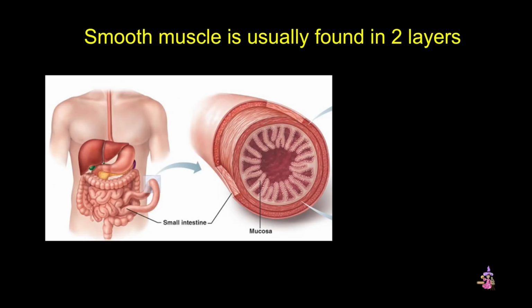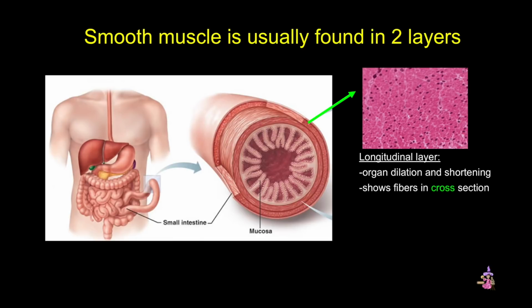Smooth muscle is usually, but not always, found in two layers, and this most notably occurs in the digestive tube. In this cartoon of the small intestine, you can see the two layers clearly in this cross or transverse section through the organ. The outermost layer, or the longitudinal layer, regulates organ dilation and shortening, and in this image we can see the fibers of this longitudinal section actually appear in cross or transverse section.